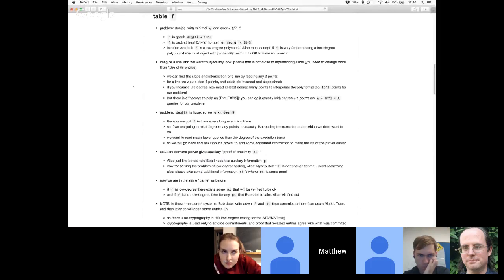Well, you can say that we'll find the slope and the intersection of the line by reading 2 points. So for a line, you can just read 3 points, and for the first 2 points, find the slope and the intercept, and then take the next point and see if it is matching. Then for any polynomial, as you're increasing the degree, you're going to need at least degree many points, so degree many queries, to interpolate that polynomial.